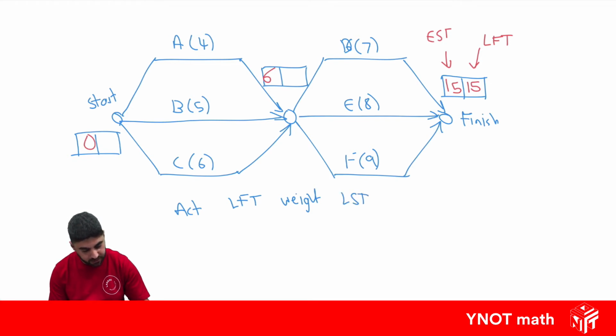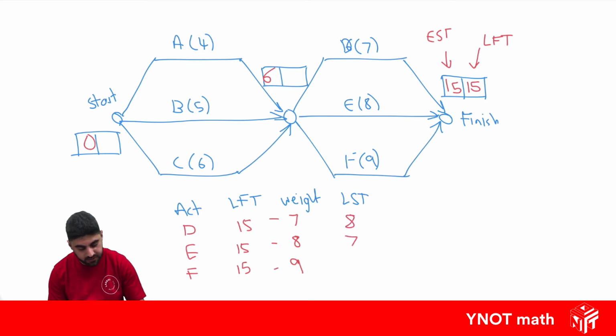So the activities we're looking at going backwards are D, E, and F. Our latest finishing time is 15 for all of them because they all join to the finish where we've just put 15. The weight of D was 7, 8 for E, and 9 for F. To get the latest starting time, we simply have to subtract them all. So we get 8, 7, and 6.